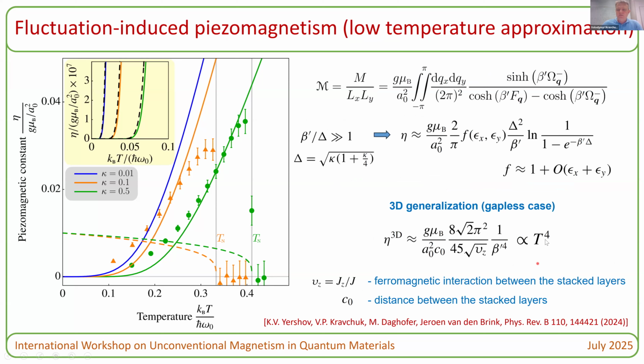Yeah, here we made some estimation for low temperature. For this we did a three-dimensional generalization of our model. So we consider just a stack of layers with ferromagnetic interaction between them. In this case, we can have the ordering even without anisotropy, meaning that we do not have a gap, and that is why the dependence here is just power law.